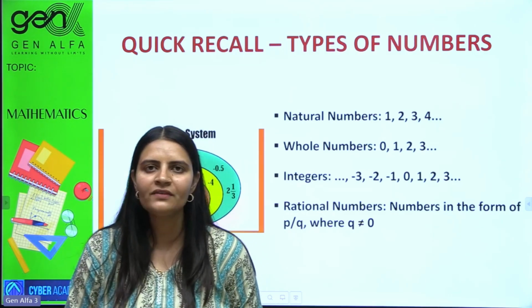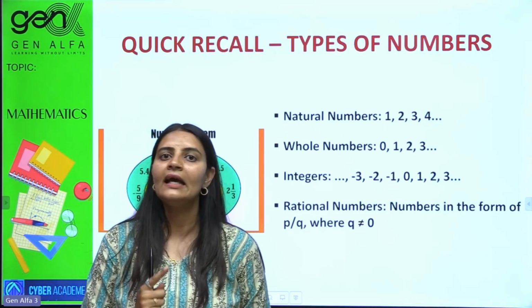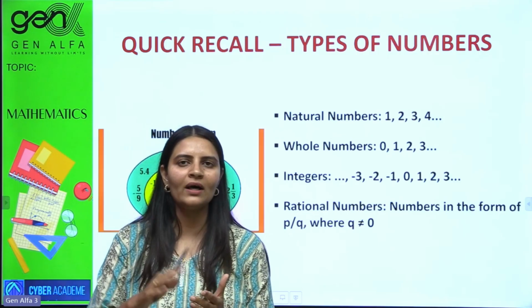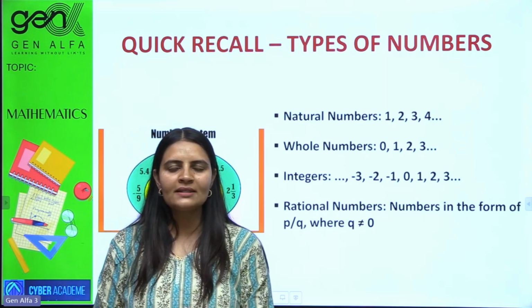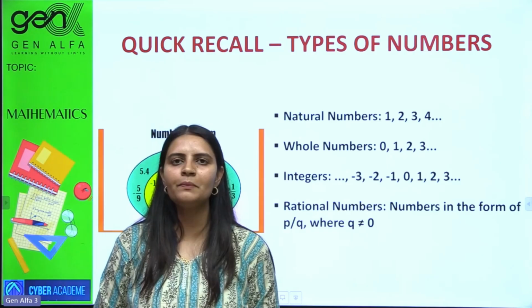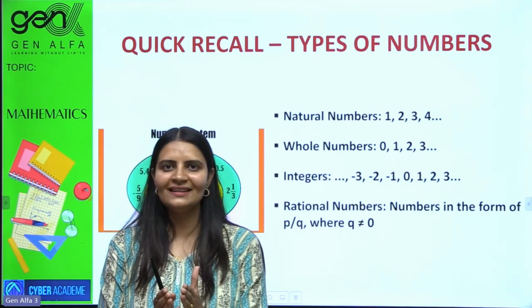Natural numbers we have done, whole numbers we have done, rational numbers we have done, irrational numbers we have done. So what are natural numbers? 1, 2, 3, 4. What are whole numbers? Adding 0 to the mix. What are integers? Bring in the negative numbers. And rational numbers are your fractions, isn't it?